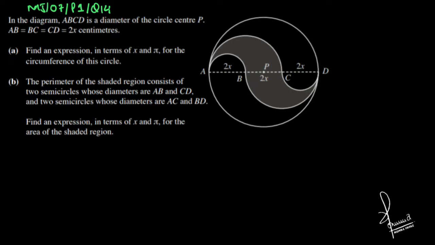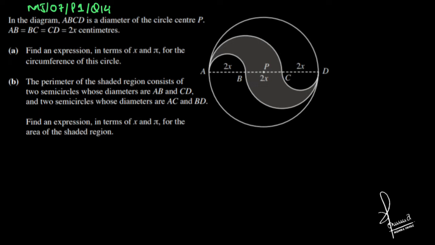In the last video we talked about circles, sectors and segments. So I want to discuss a few questions before we move on. This first question is from May June 7. It's a paper 1 question, the 14th question of the paper. The question says, in the diagram ABCD is the diameter of the circle with center P. So you can see over here A, B, C, D is the diameter, and this P over here is the center. Part A says to find an expression in terms of x and pi for the circumference of the circle.